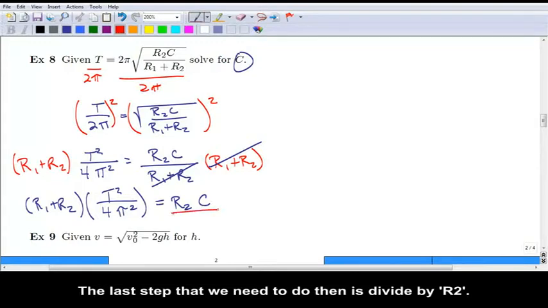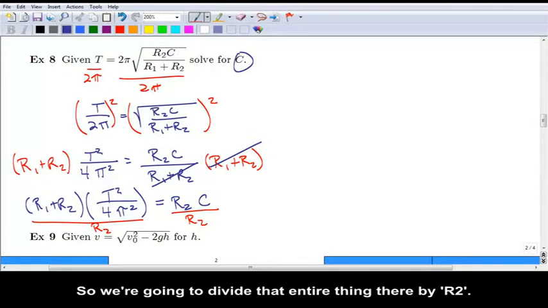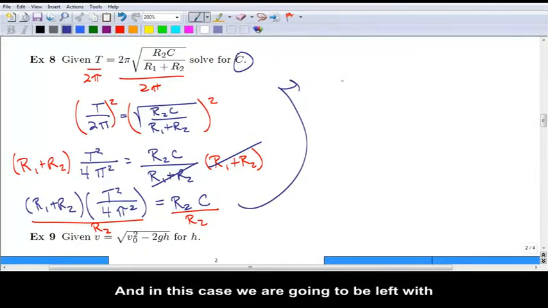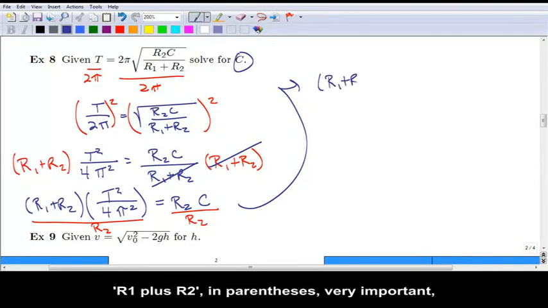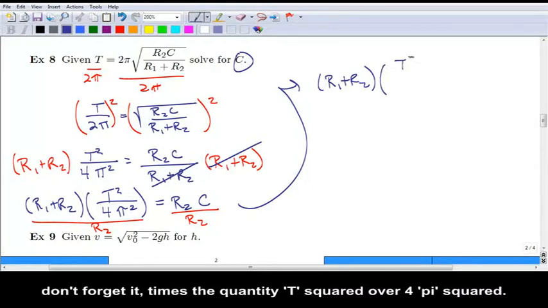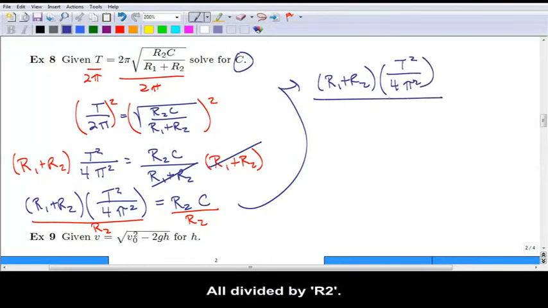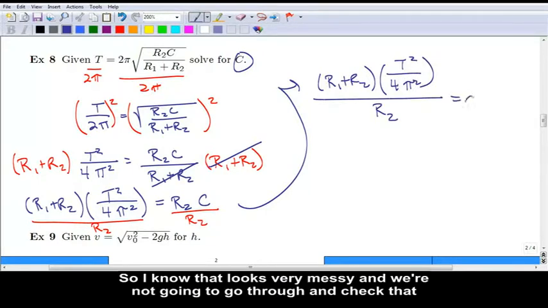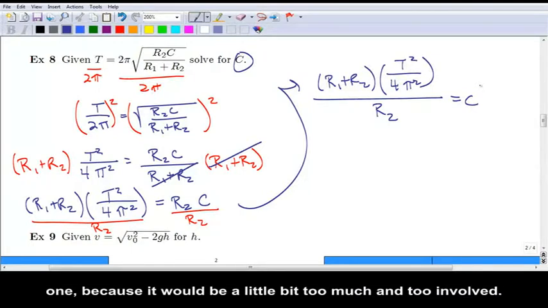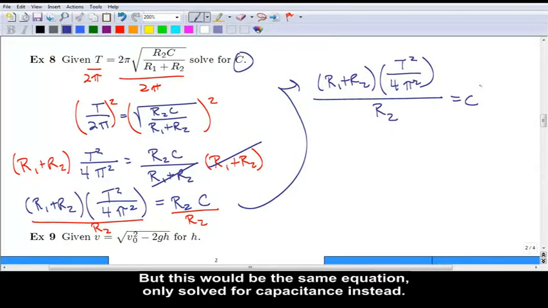The last step that we need to do then is divide by R2. So we're going to divide that entire thing there by R2. And in this case, we're going to be left with R1 plus R2 in parentheses, very important, don't forget it, times the quantity t squared over 4 pi squared, all divided by R2. So I know that looks very messy, and we're not going to go through and check that one because it would be a little bit too involved. But this would be the same equation, only solved for capacitance instead.